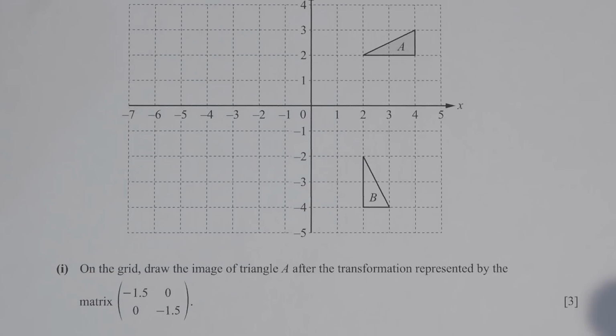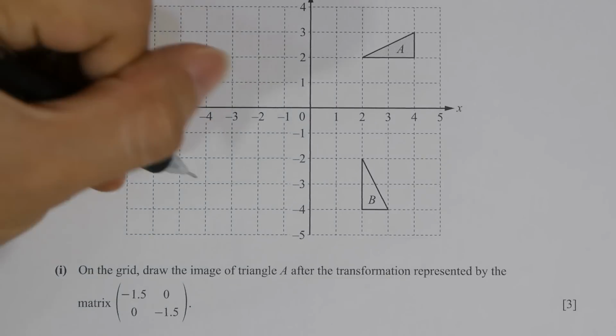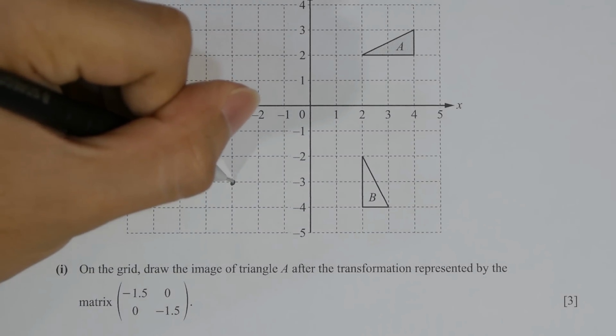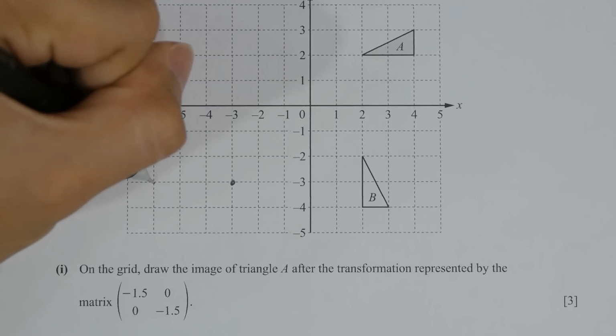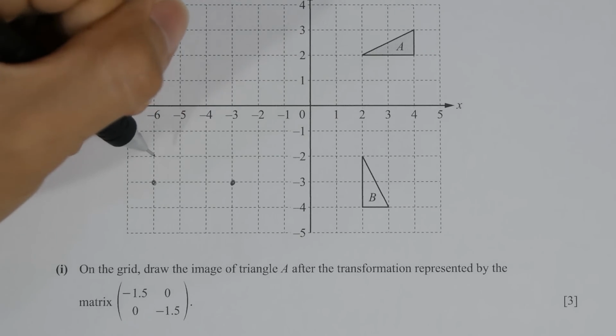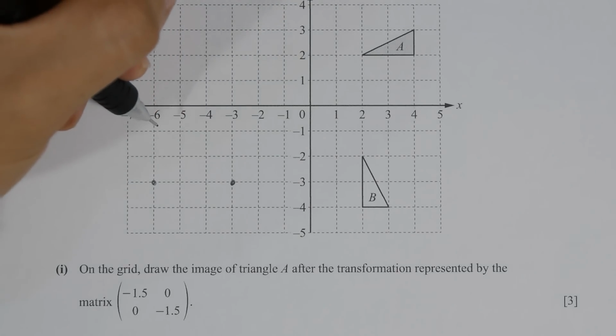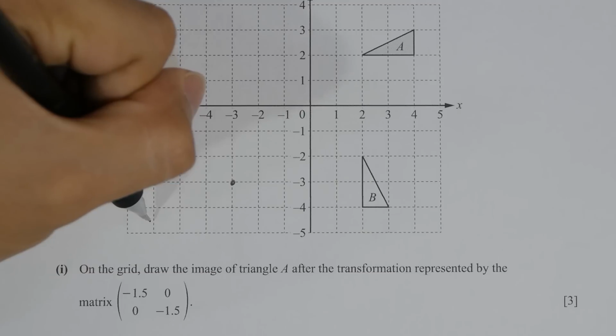Part C, this one is actually an enlargement with a scale factor of negative 1.5 from the origin. So what I drew there will represent the image of A.